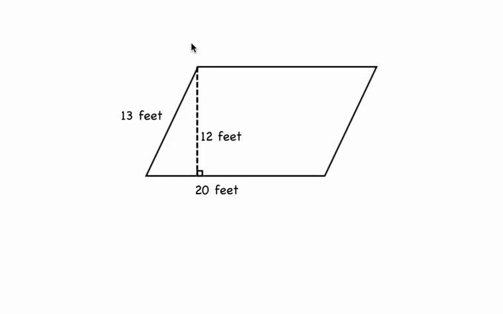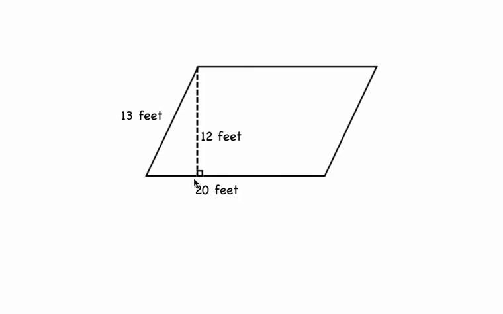To get the area, we simply multiply the height times the base. Now, be very careful in situations with parallelograms. We have to make sure we determine what is the height. Remember, a height is determined as the perpendicular distance from the top to the bottom.